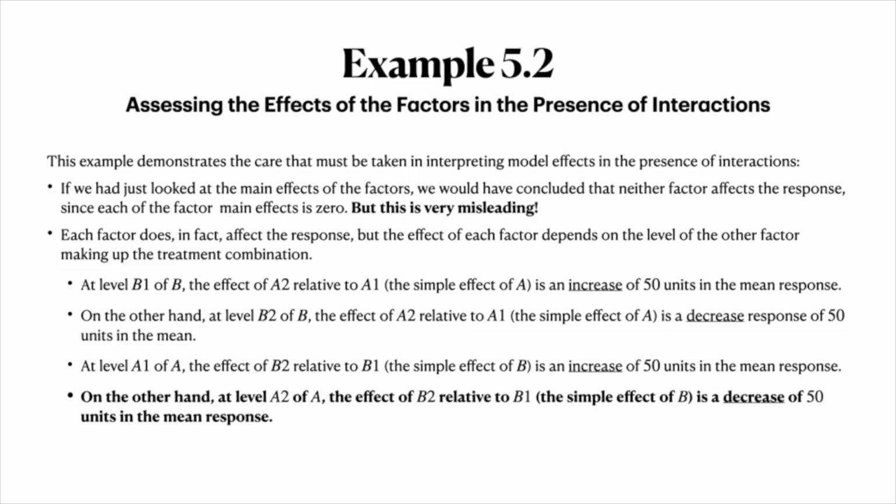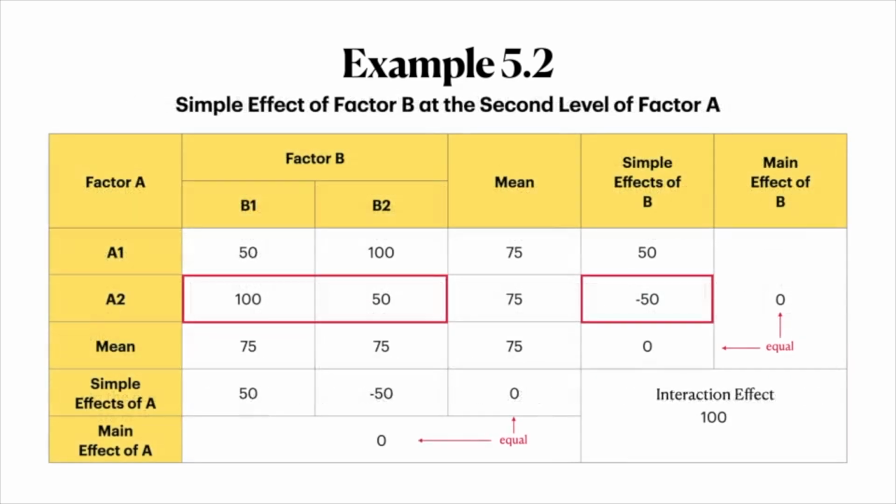But at level A2 of A, the second level of factor A, the effect of B2 relative to B1, which is the simple effect of B, is a decrease, not an increase, but a decrease of 50 units in the mean response. And so we see that demonstrated here. All right, at the second level of factor A, the impact or the effect of B2 relative to B1 is not an increase of 50 units like it was at the first level, but a decrease. All right, and so that simple effect is negative 50.